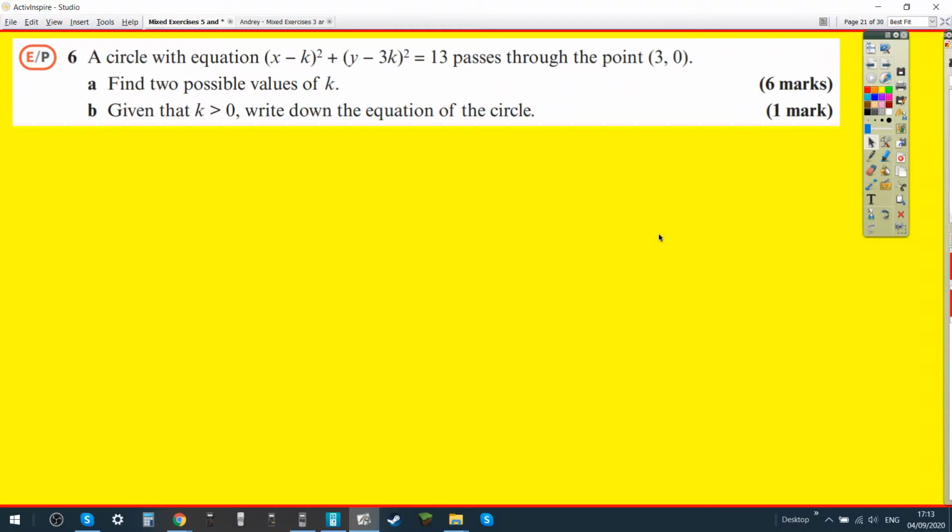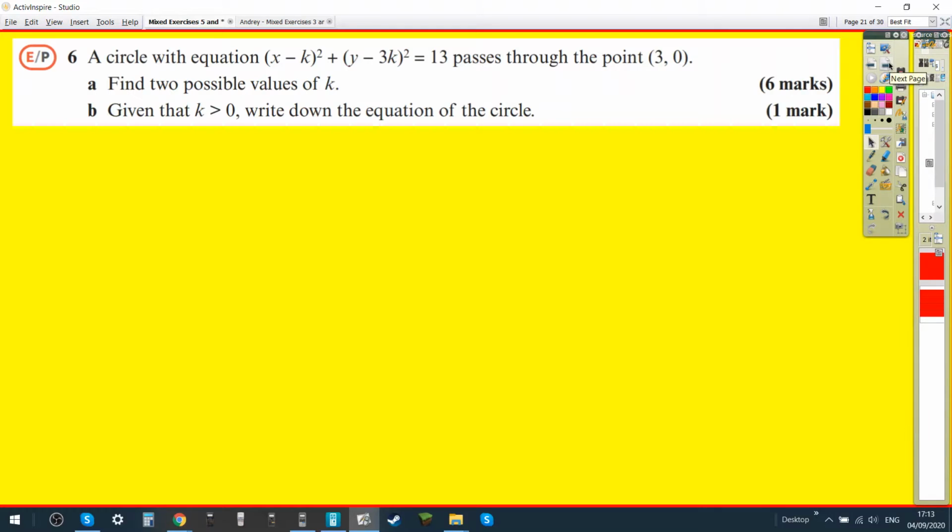Do I need to sub in? Passes through the point 3. Do I need to sub in 3 and 0 into the equation? Yeah, and then it looks pretty easy. Then you just solve for k. Yeah, I think that's fine.